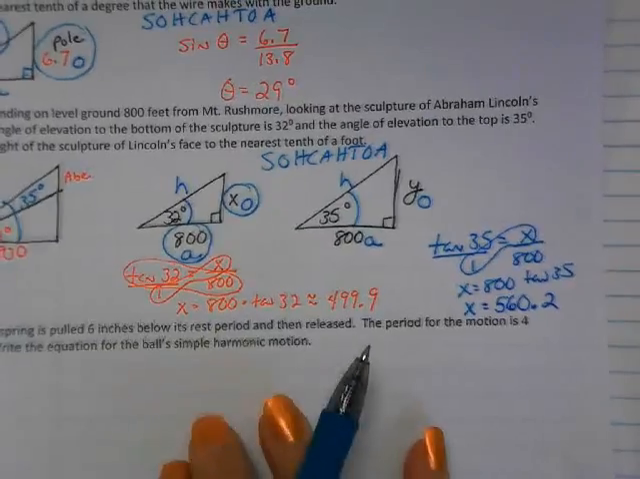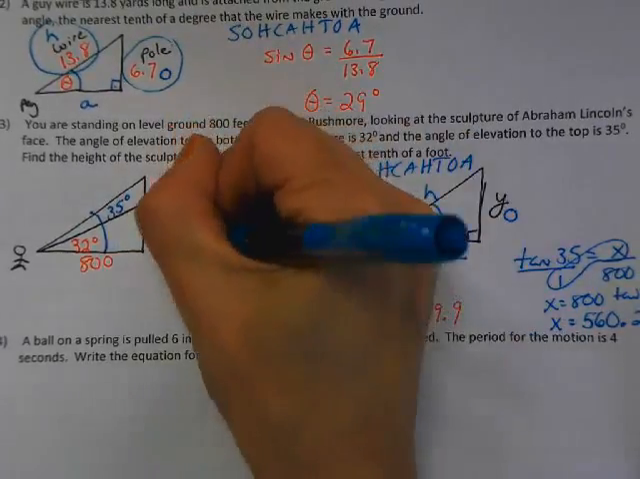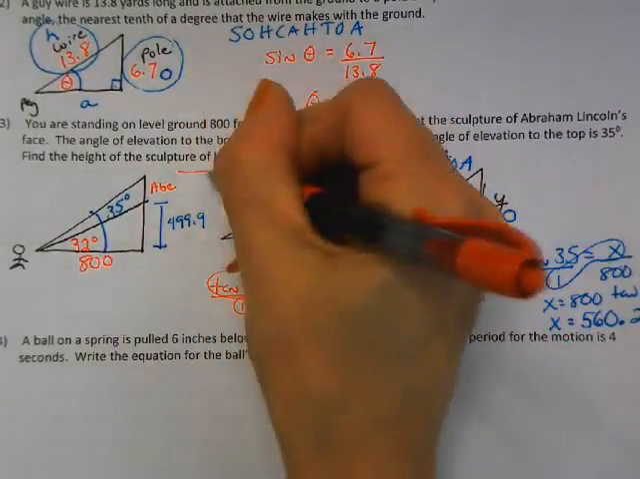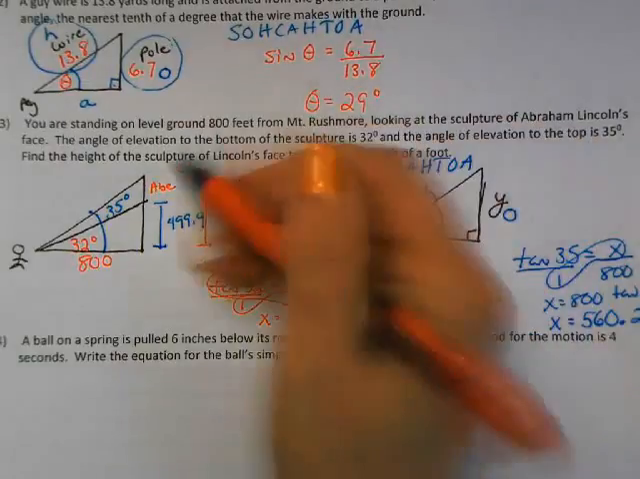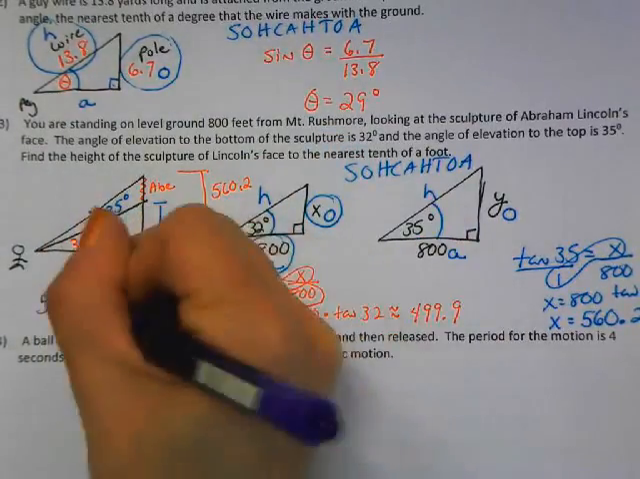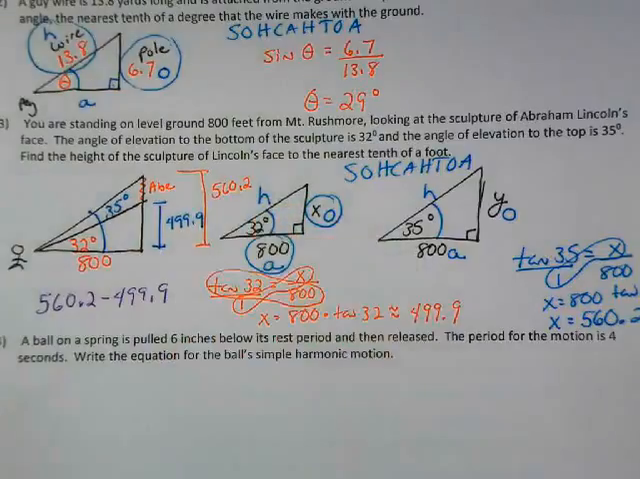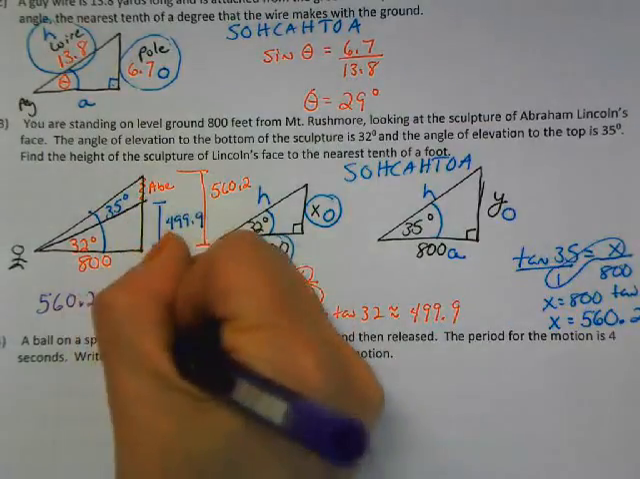So, go back to your original picture. You know that it was 499.9 here, and we know that it was 560.2 from here to the top. So my question is, what is the height of the statue's face? So I'm going to take the maximum height from his head minus the base of his face, and that would be my answer. And I get 60.3 feet.